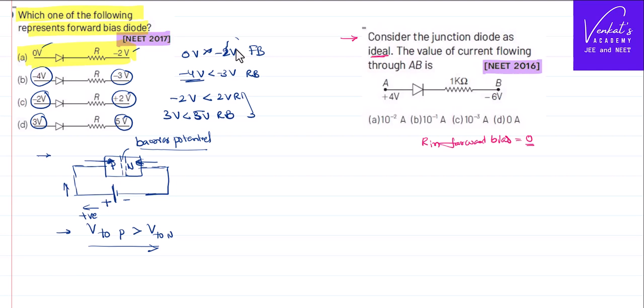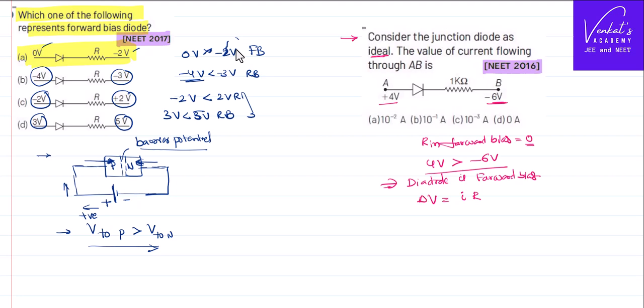But look at the voltage. This is plus 4 volts and minus 6 volts. It's very clear that plus 4 volts connected to the p-type is much greater than the minus 6 volts. Thus, as in the previous problem, the PN junction diode is in forward bias. As it is in forward bias, current will flow. How much current will flow? We can find out using the formula V equals IR.